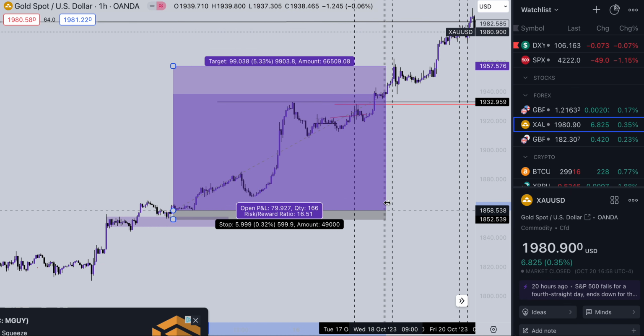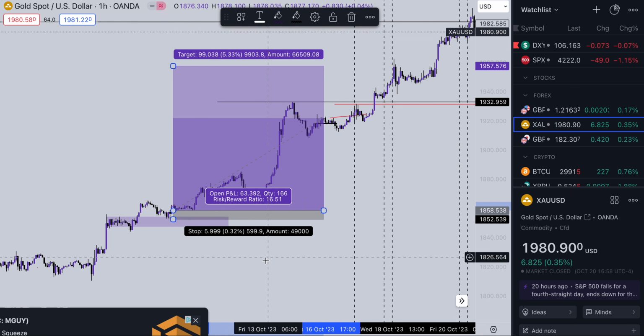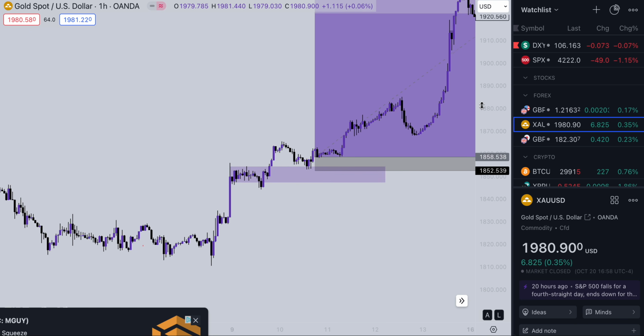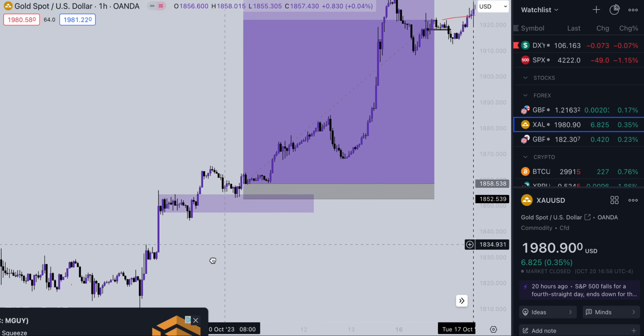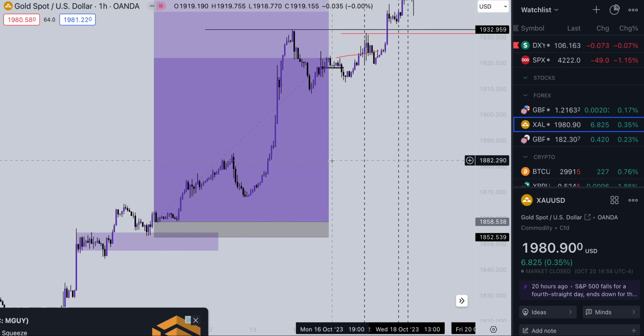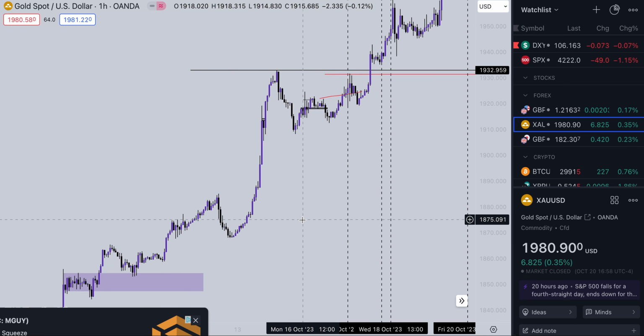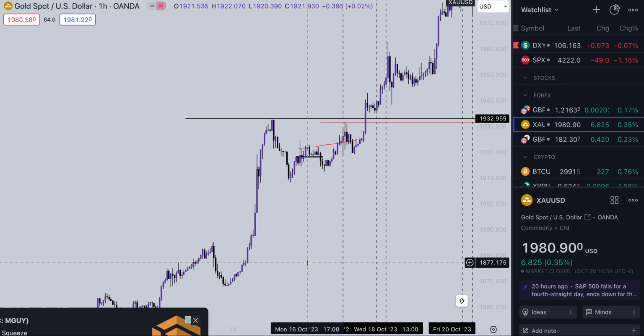Everyone says try and catch reversals. And yes, that's true. This is what I consider a reversal from the manipulation. On higher time frames, you want to ride the trend. That's why you find daily bias. That's why you find weekly bias. Trend is going to be your friend always.